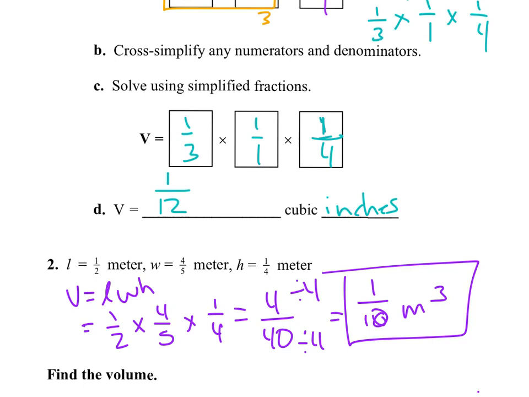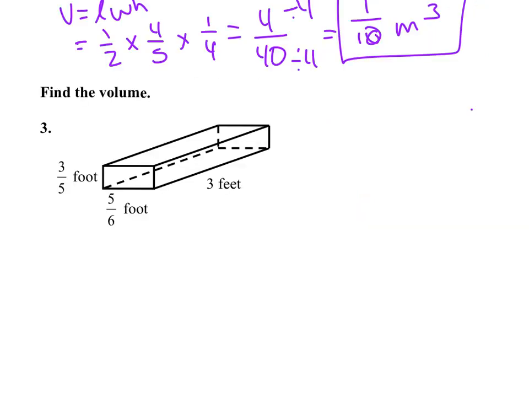Let's take a look at number 3. Number 3, pretty simple. Find the volume. So let's write down the formula for the volume of a rectangular prism: volume equals the length times the width times the height. The length in this case is, they call it how wide it is. I don't know why, but we'll write it down like that. So we've got 5/6 times 3, which is the width, times the height, which is 3/5.